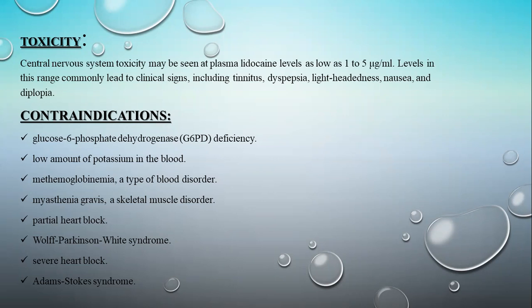Contraindications: this drug is contraindicated in all the situations that are listed below. For example, if a person has G6PD deficiency, low amount of potassium in the blood, methemoglobinemia, which is a blood disorder, skeletal muscle disorder, partial heart block, Wolff-Parkinson-White syndrome, severe heart block, and Adams-Stokes syndrome. So in all these conditions, the local anesthetic lidocaine drug should be contraindicated.